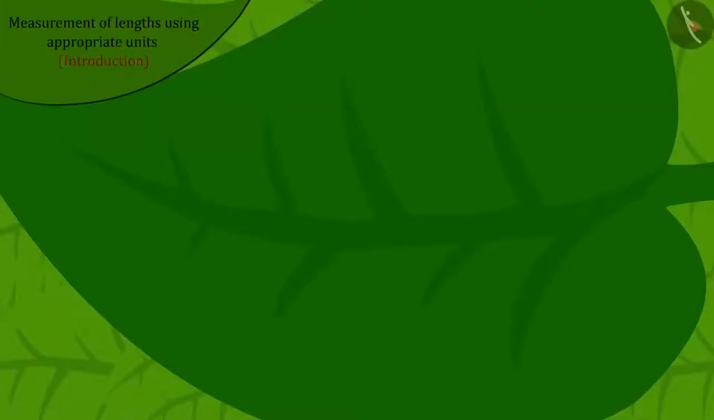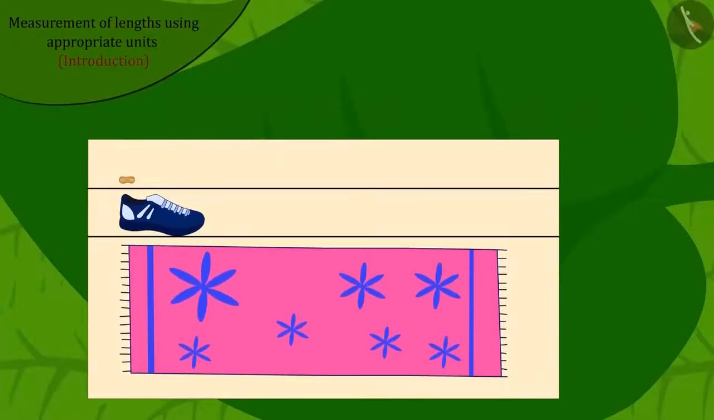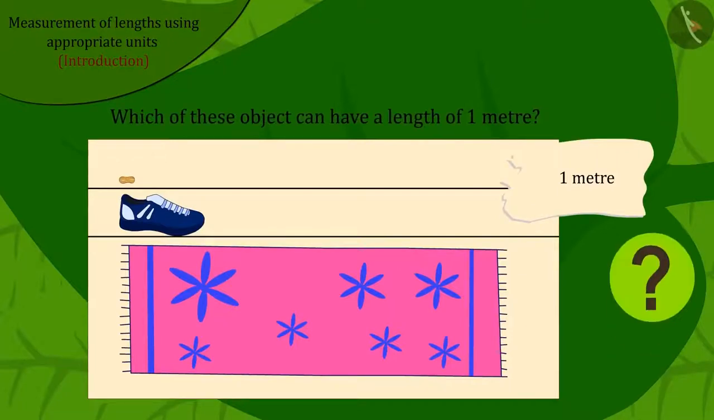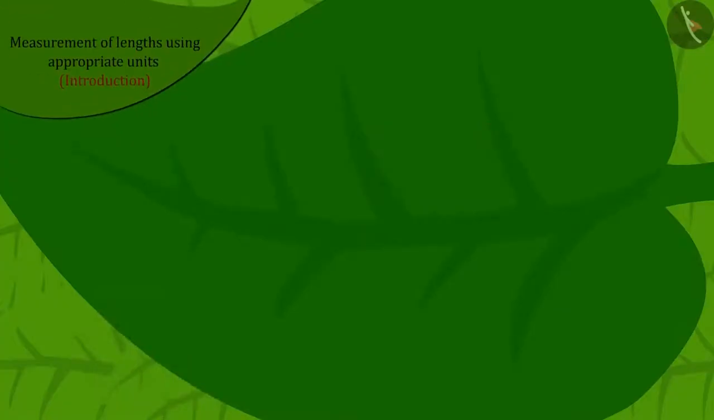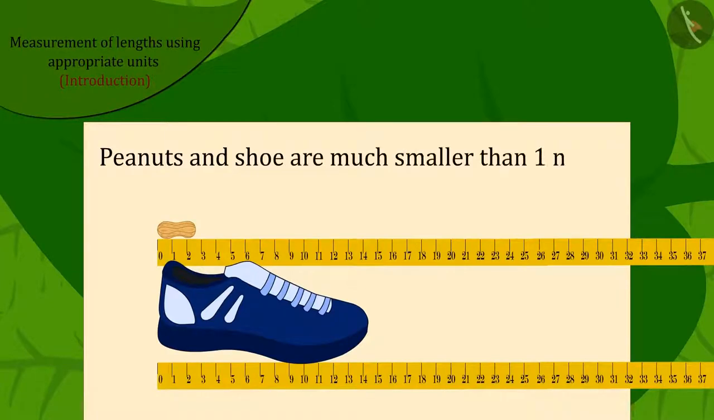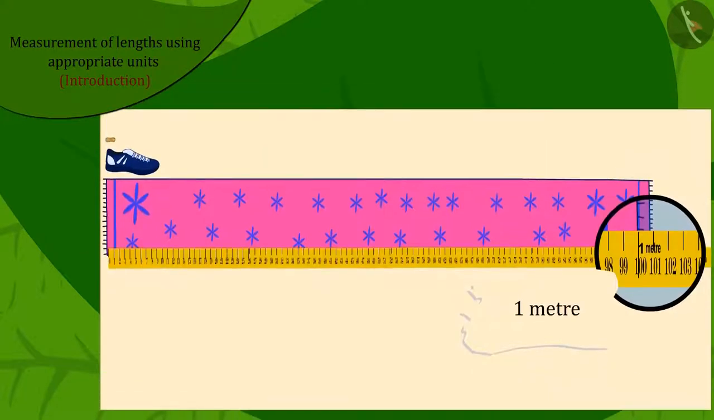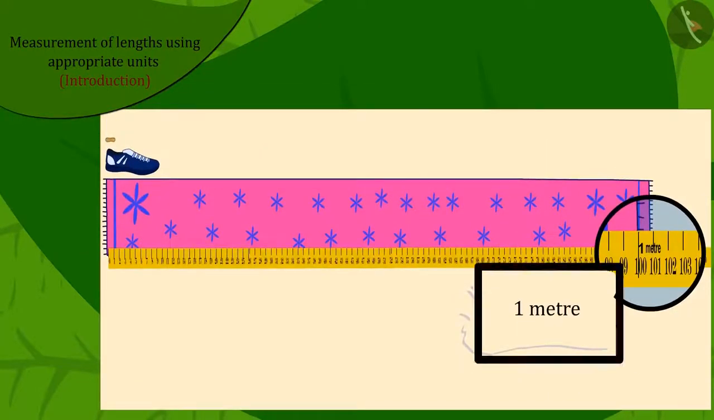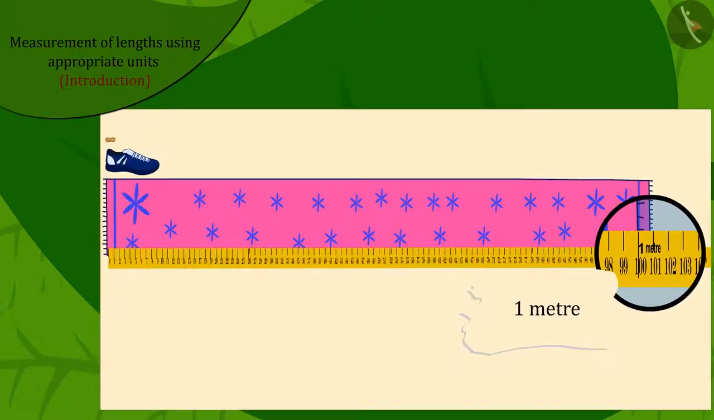Kids, can you tell which of these items can be 1 meter in length? Absolutely correct. Peanuts and shoe are much smaller than 1 meter. It is possible that the length of the mat is 1 meter. Hence, the correct answer is length of the mat.